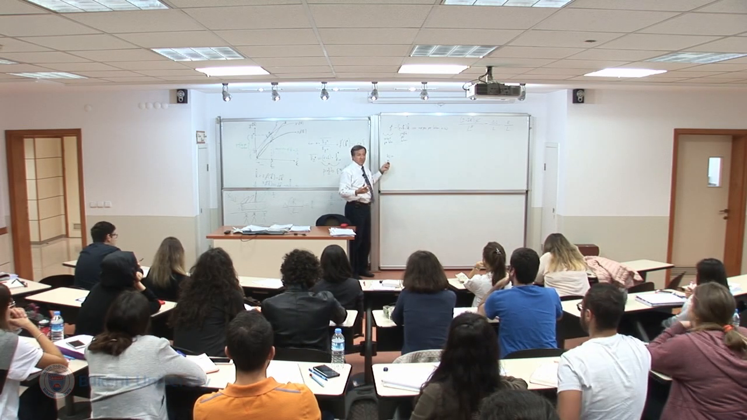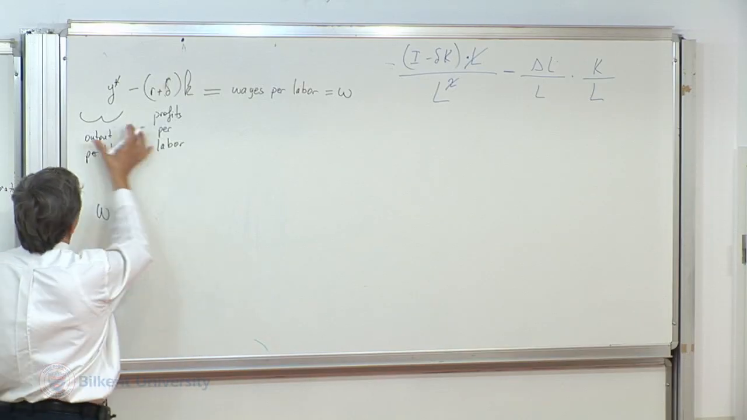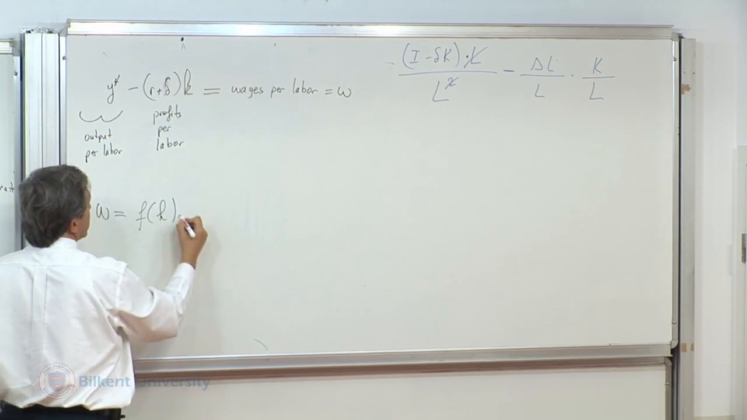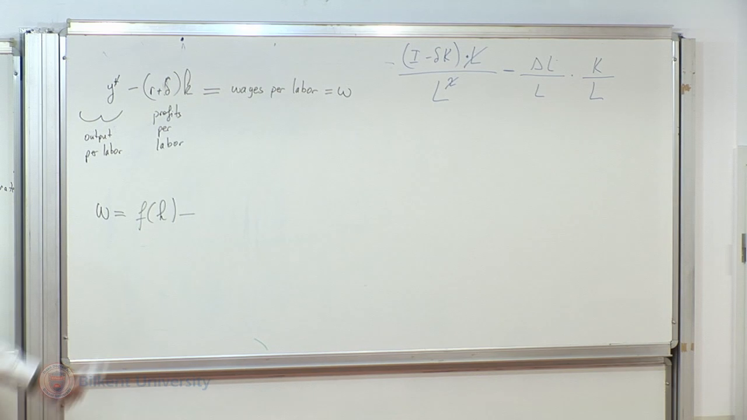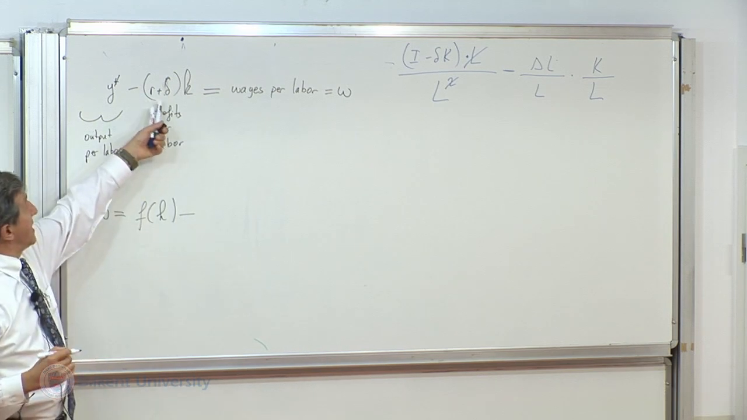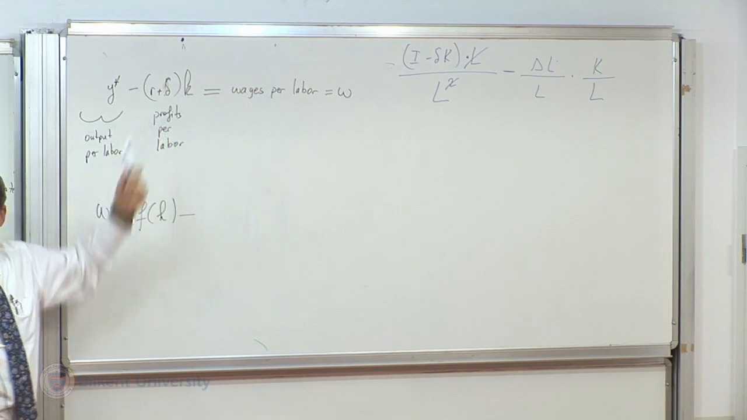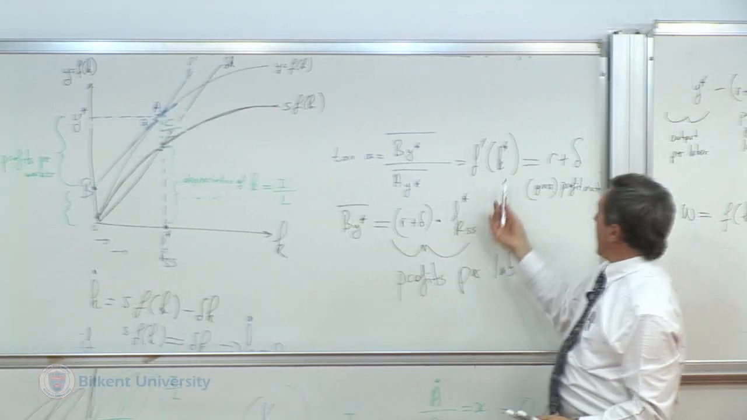Wage per person, wage rate, is equal to output per labor, which is f of k, minus profits per labor, r plus delta times k. For r plus delta, I can rewrite f prime, right?